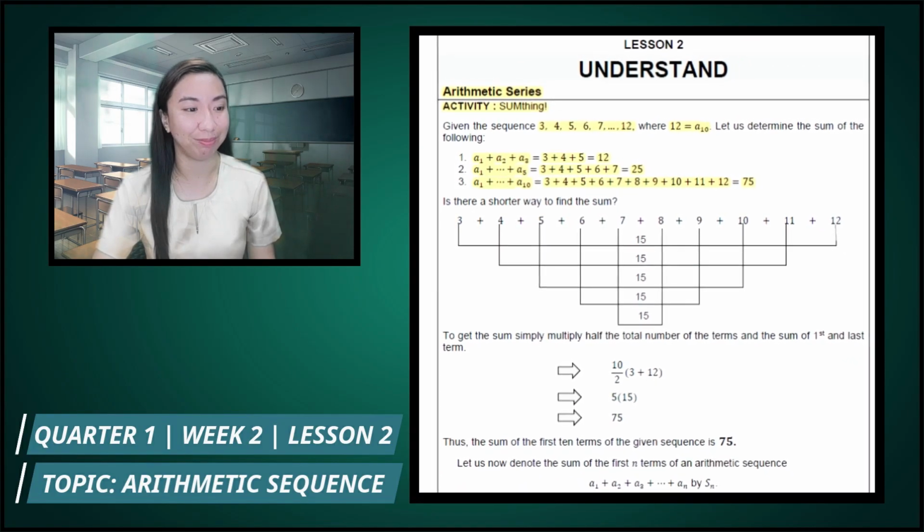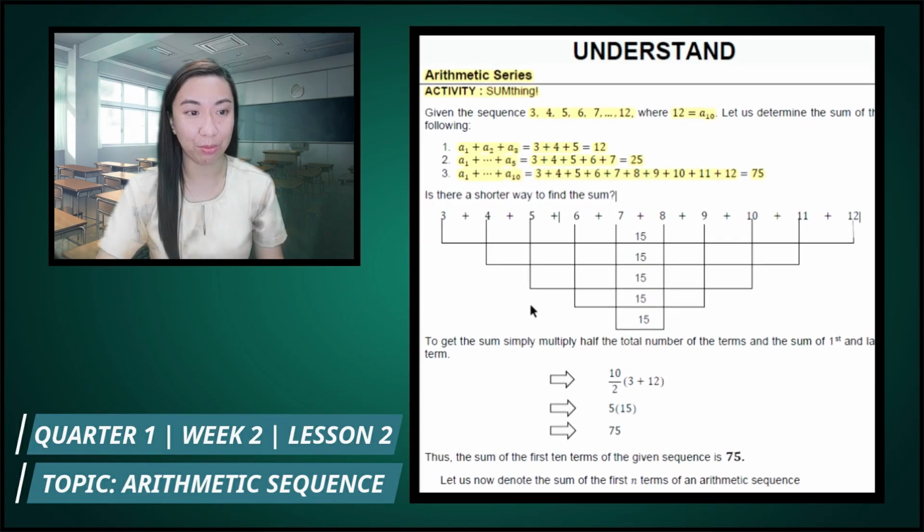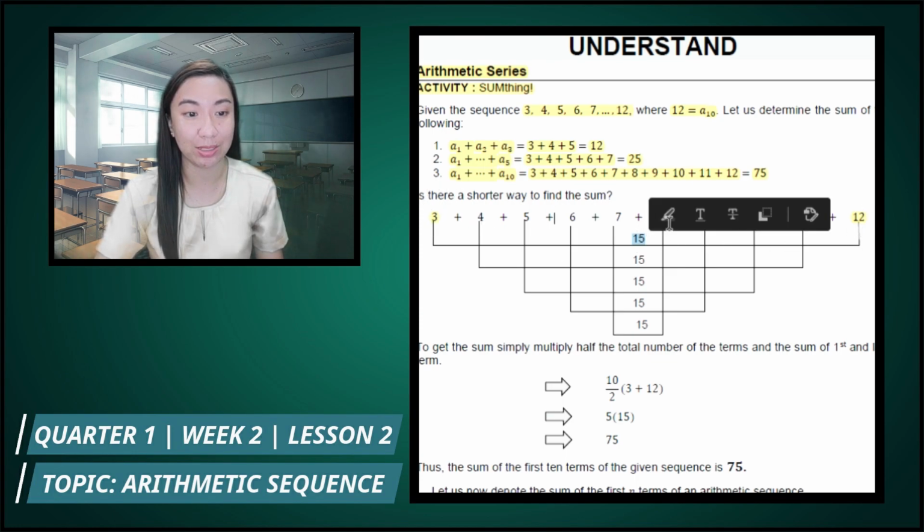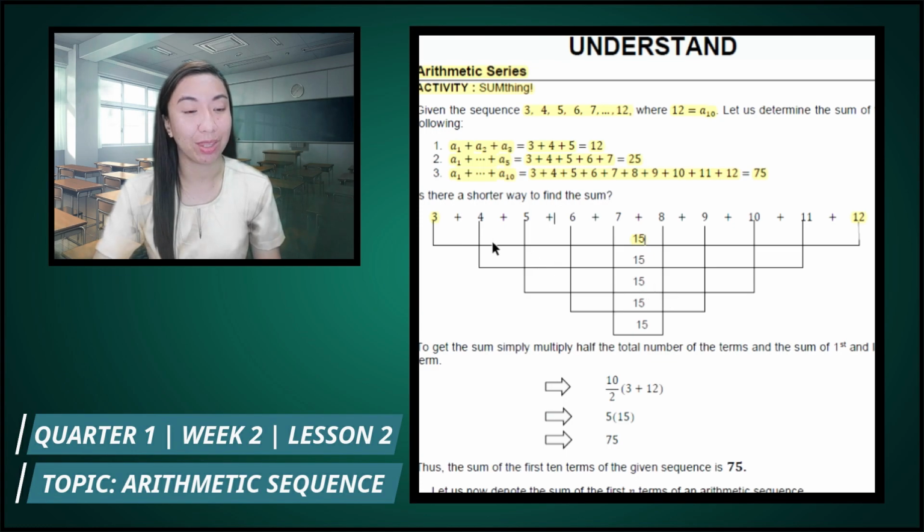Let us figure it out. Looking at this given example, notice that each term in the given arithmetic sequence is being paired. The first term, which is 3, is being paired with 12. When we take the sum of the first term and the last term, the sum is equivalent to 15. Next, the second term is being paired to the second to the last term, which is 11. The sum of 4 and 11 is equal to 15.